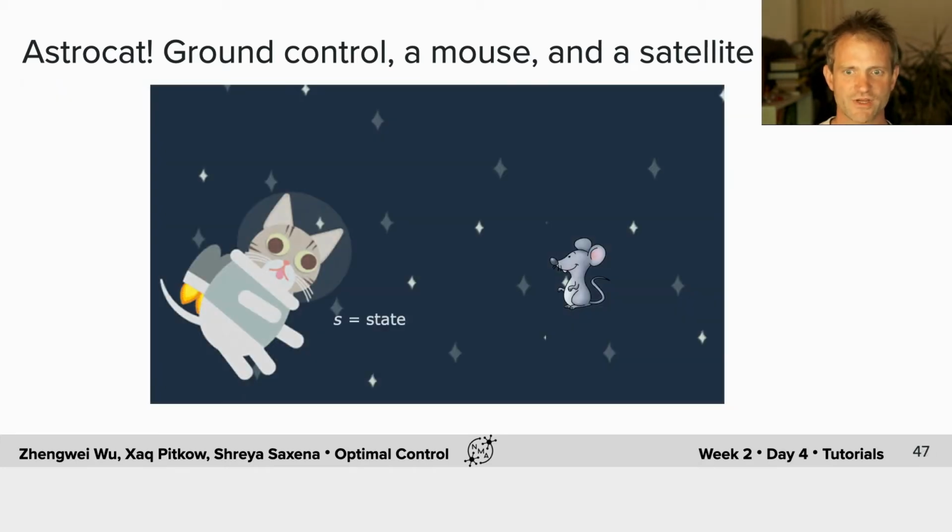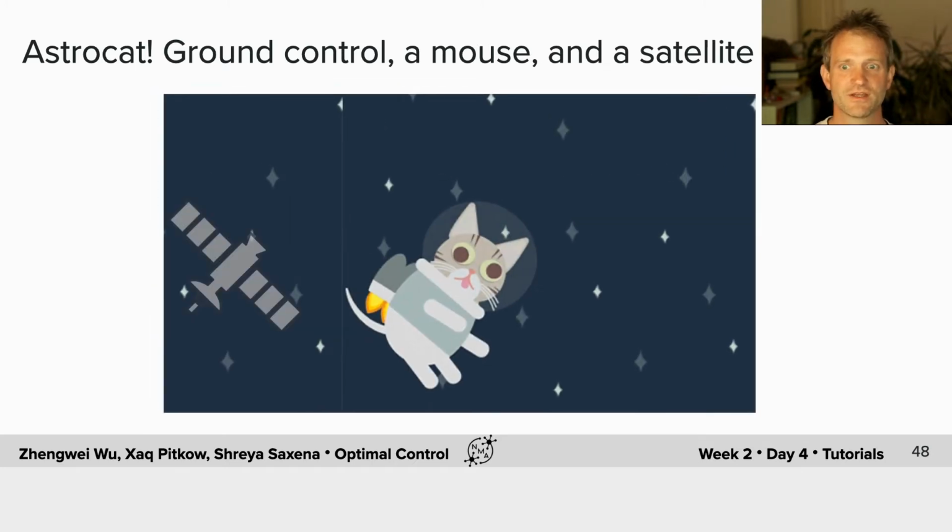Now, AstroCat is at some true position in space. We'll call it again S, the state of the world. And AstroCat likes to be near the astromouse. Of course, there are satellites in space, and while we still don't know where AstroCat is exactly, AstroCat should not hit one of the satellites.